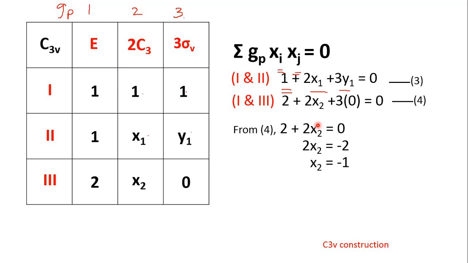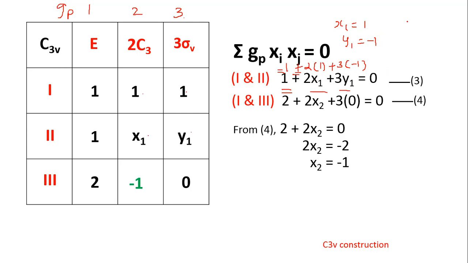So we have found out x2. x2 is equal to minus 1. Now go to equation 3. If you take this equation 3, 1 plus 2x1 plus 3y1 equal to 0, this will be true only under one condition, that is when x1 is equal to plus 1 and y1 is equal to minus 1. Then we will get 1 plus 2 into 1, 1 plus 2 is 3, plus 3 into minus 1. So 3 minus 3 equal to 0.